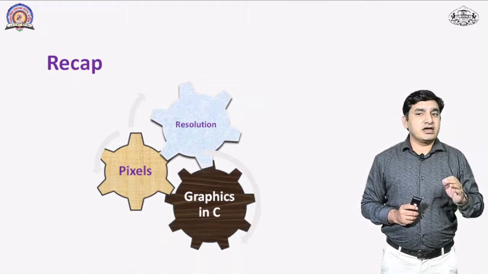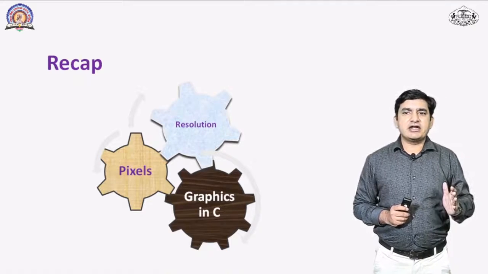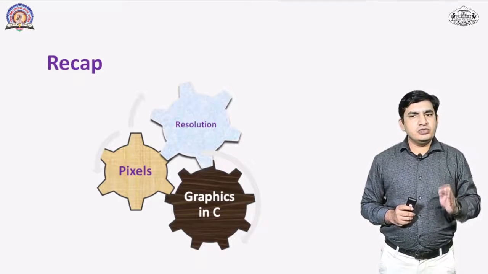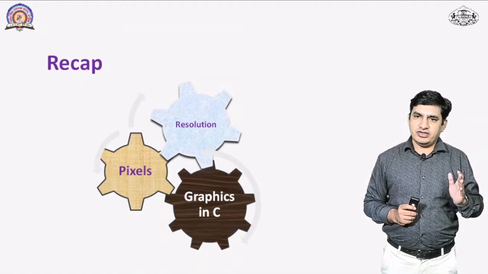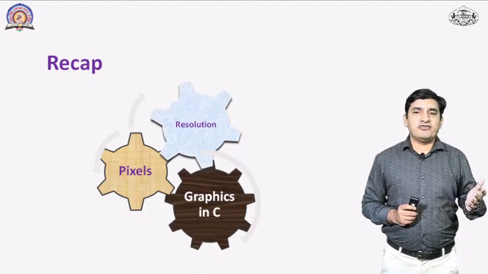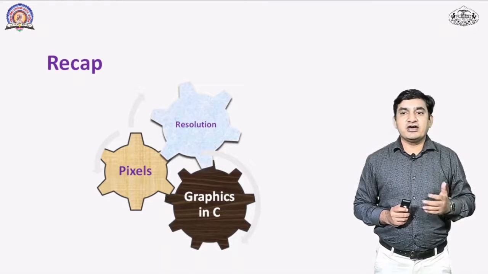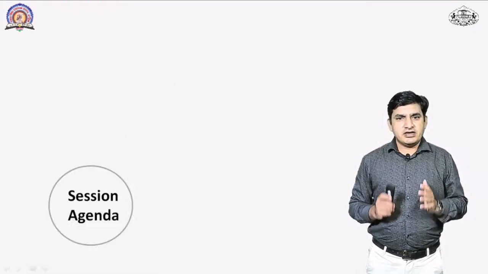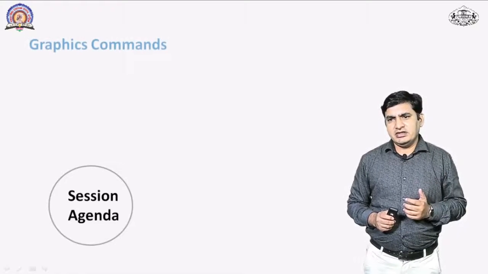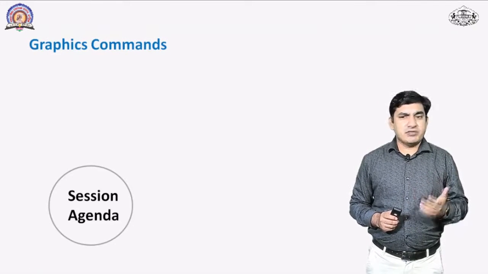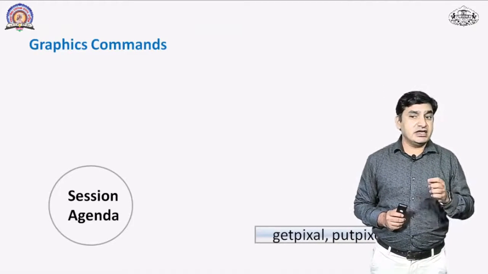Then the initgraph function and the closegraph function. We know that the initgraph function is used to change the text mode to the graphics mode, while the closegraph function is used to close the graphics mode. Dear learner, in this lecture we are going to see graphics commands. Our first graphics command is getpixel.